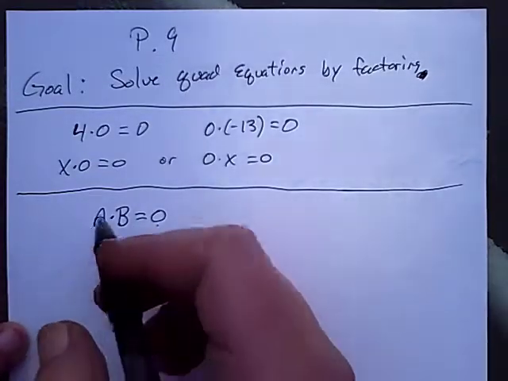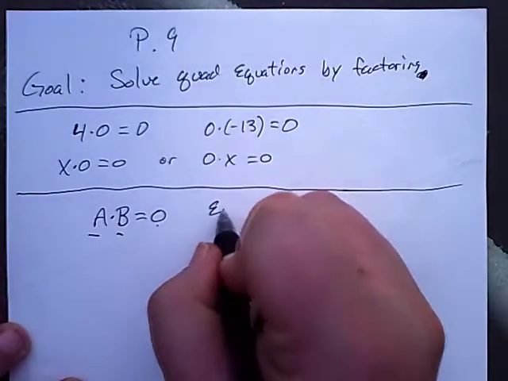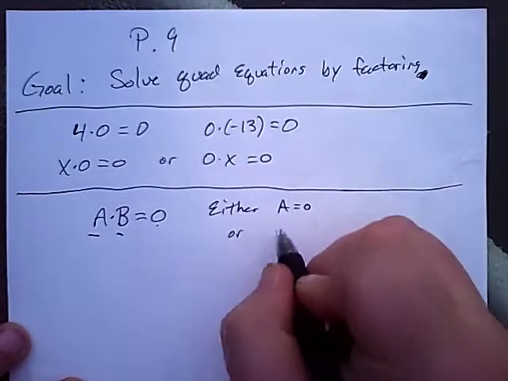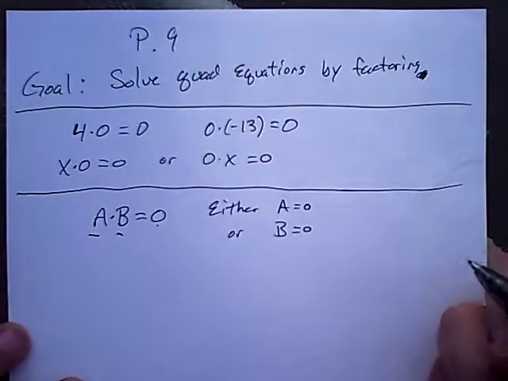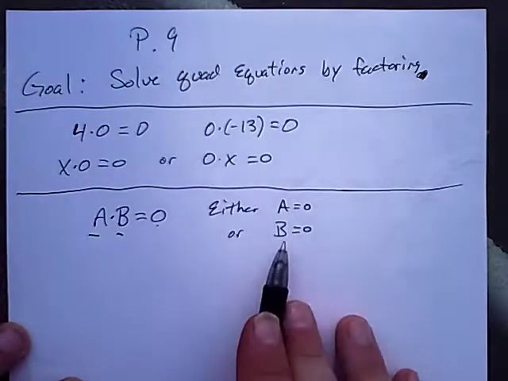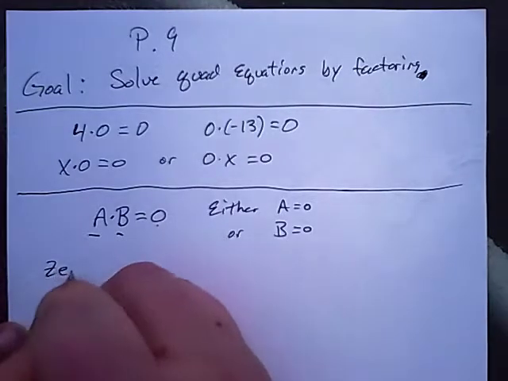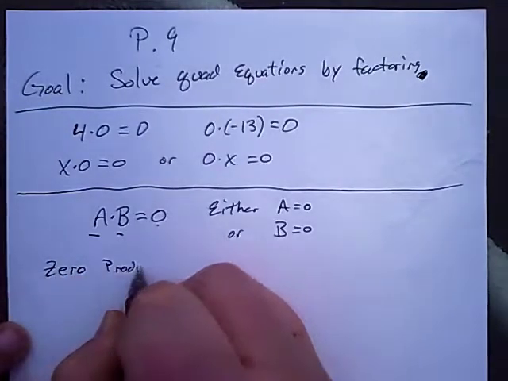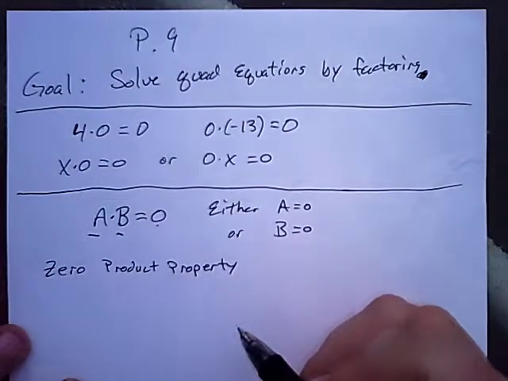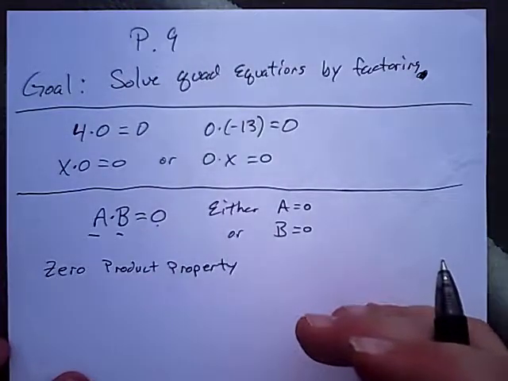All right, so if I catch myself in a situation where I have something times something equals 0, then either A must be 0 or B must be 0. So either the first thing has to be 0 or the second thing has to be 0. And this is called the zero product property. It's an amazing property, and it's something I like to consider like the crowbar of math.